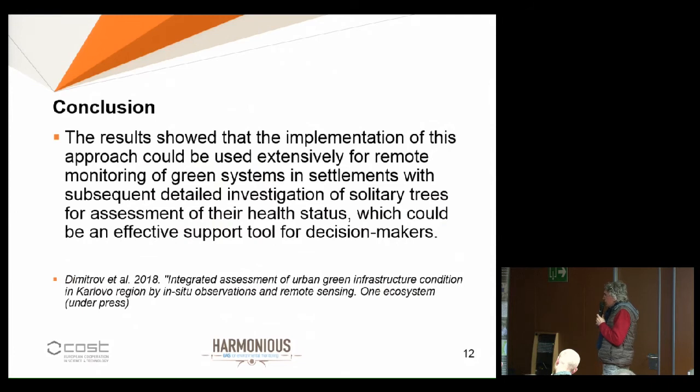As a conclusion, the results show that the implementation of this innovative technique could be used in such areas. Just a helpful tool, because as I mentioned, this study was followed by in situ cross-validation by in situ observation, and both methods used together could be a very effective support tool for decision makers.